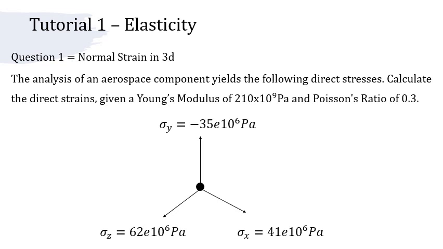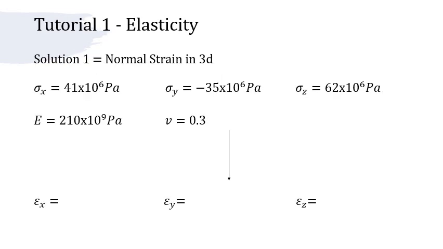And so the question is that the analysis of an aerospace component yields the following direct stresses. So there's a set of three direct stresses in three different directions, X, Y, and Z. Calculate the direct strains in each direction. As I've said here, you can see that the question gives you values for the direct stresses in directions X, Y, Z, and also a Young's modulus and a Poisson's ratio. And what the problem wants us to do from the inputs that they've given us is to calculate the normal strains in all three directions.